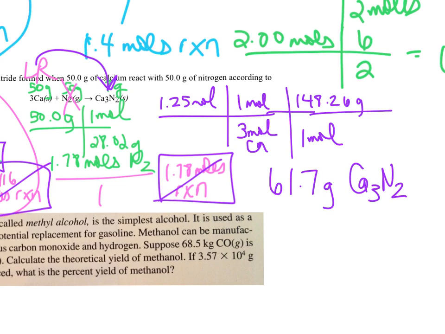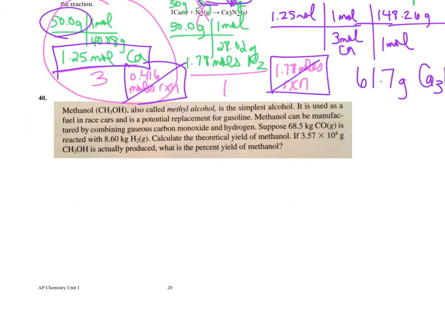3 sig figs is based on the number of sig figs found in front of the limiting reagent, which is calcium. All right, next problem, methanol.